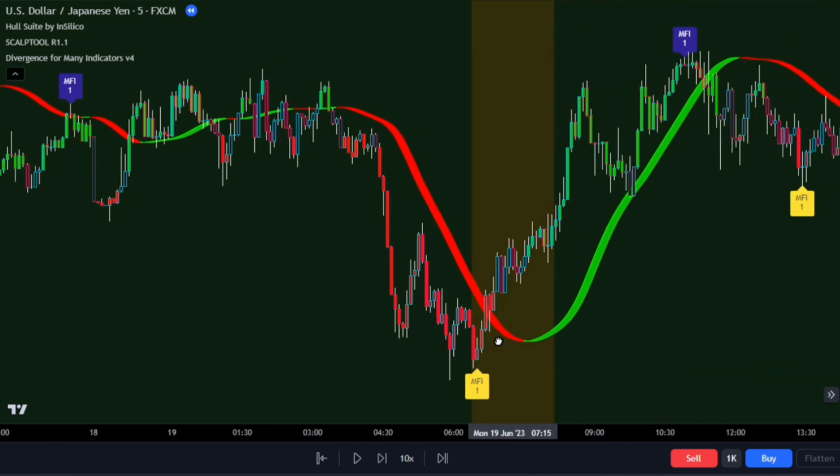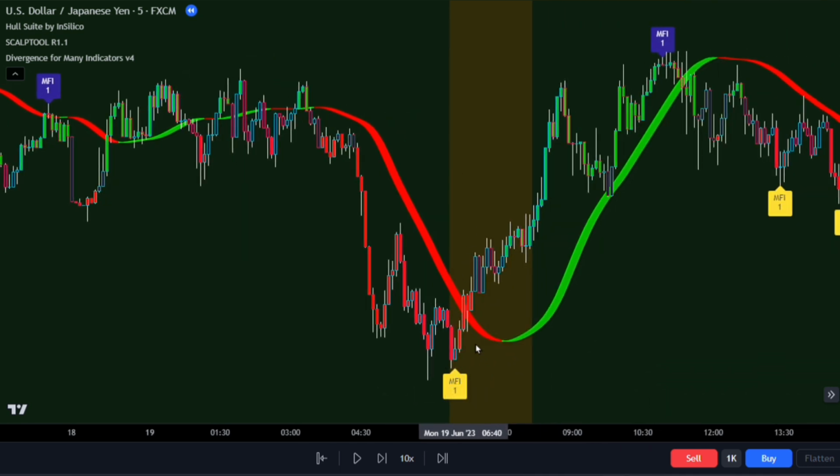We wouldn't have taken it because we got the signal when the background is orange. So whenever the background is orange, we do not enter any divergence signal, as this indicates there is an indecision on where the market price might be headed next.